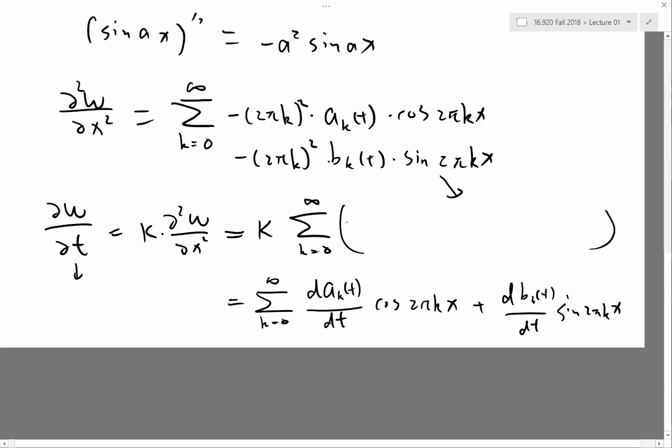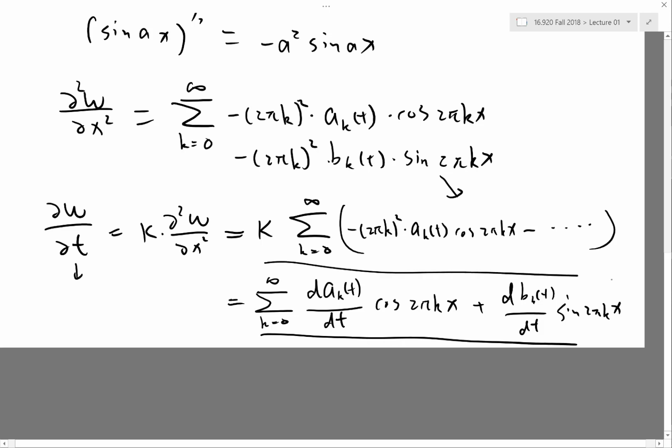So okay, here if you match the term over here and the term beneath, let me just copy a little bit: minus 2 pi k squared times ak of t cosine 2 pi kx minus the corresponding sine entry. So this has to equal to this.